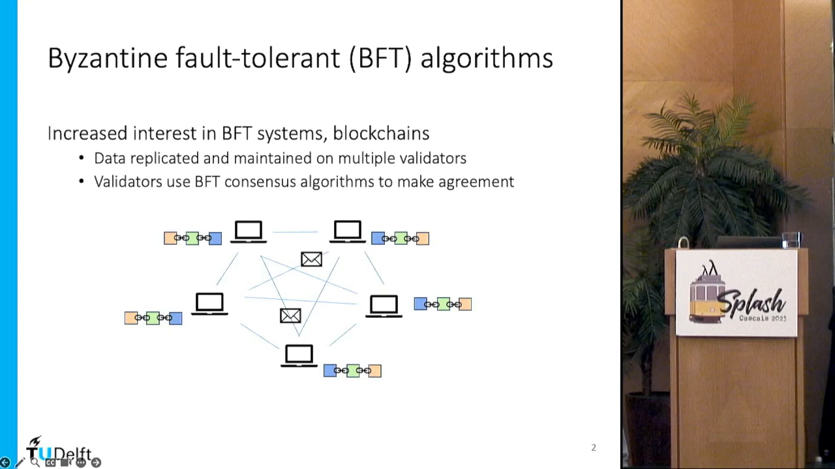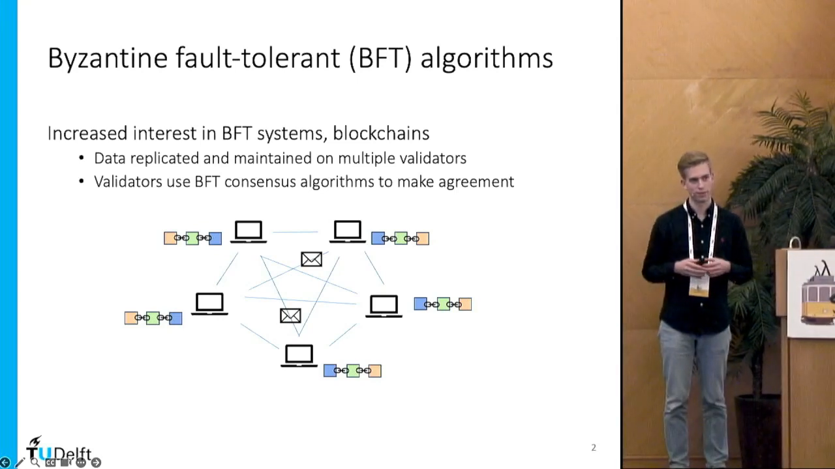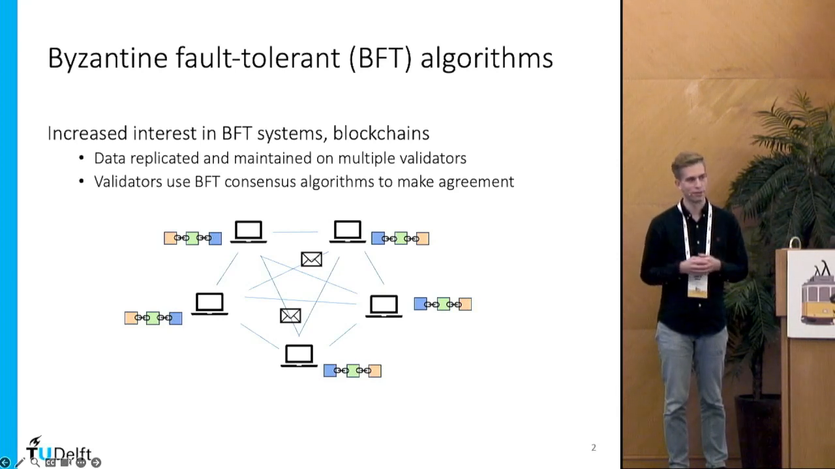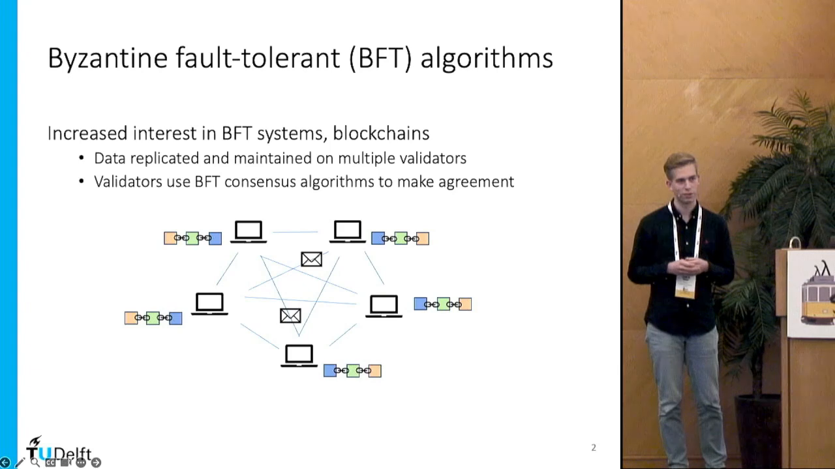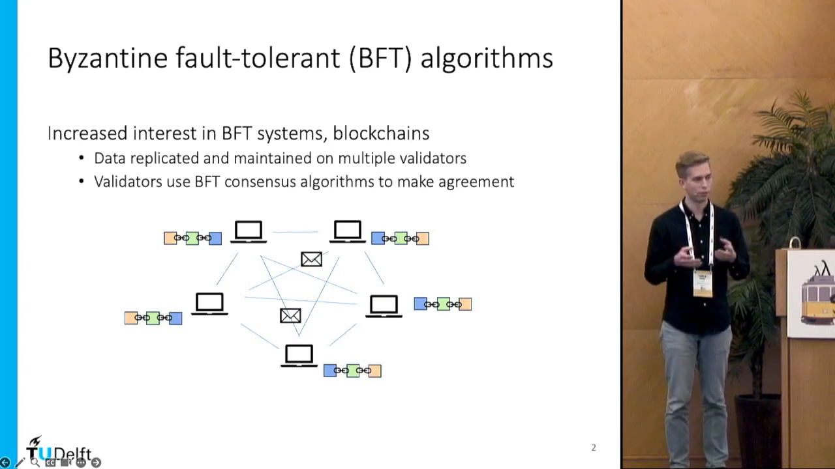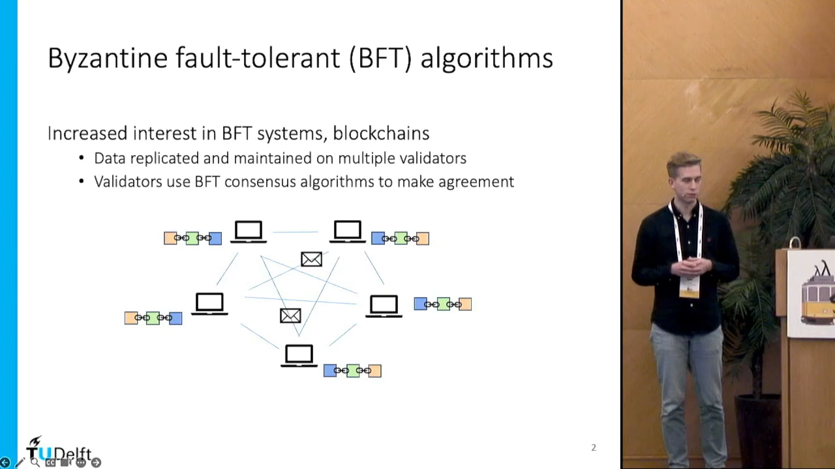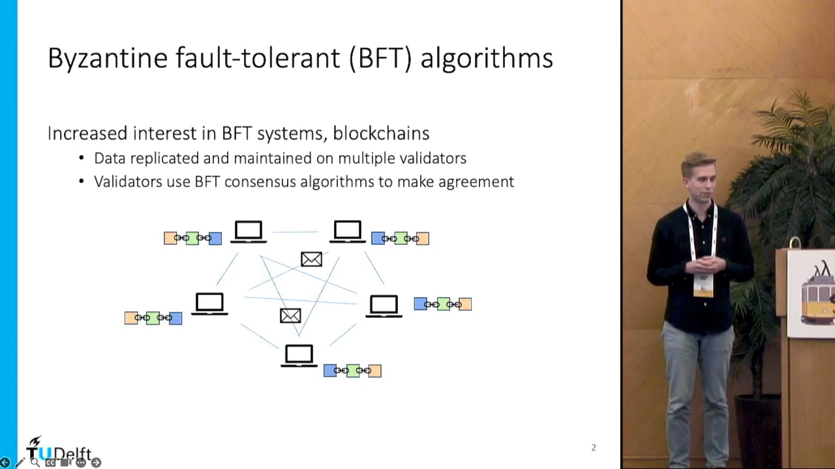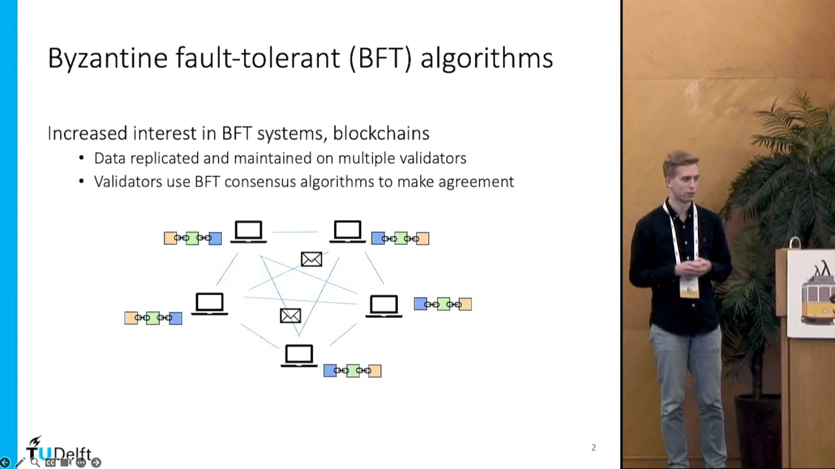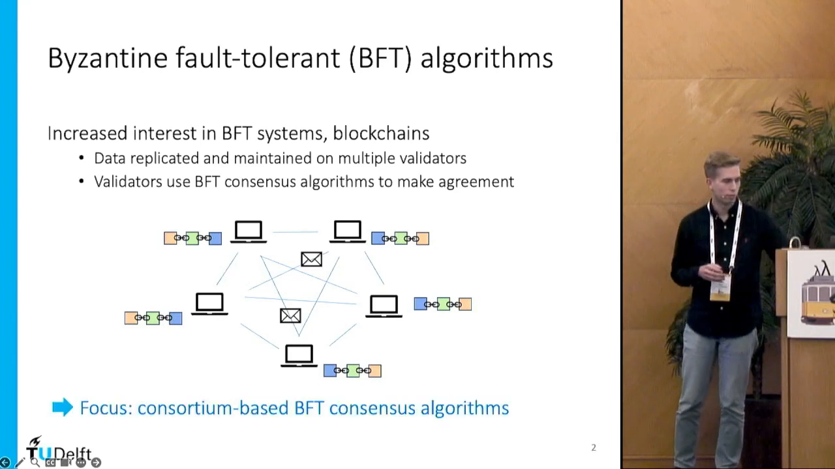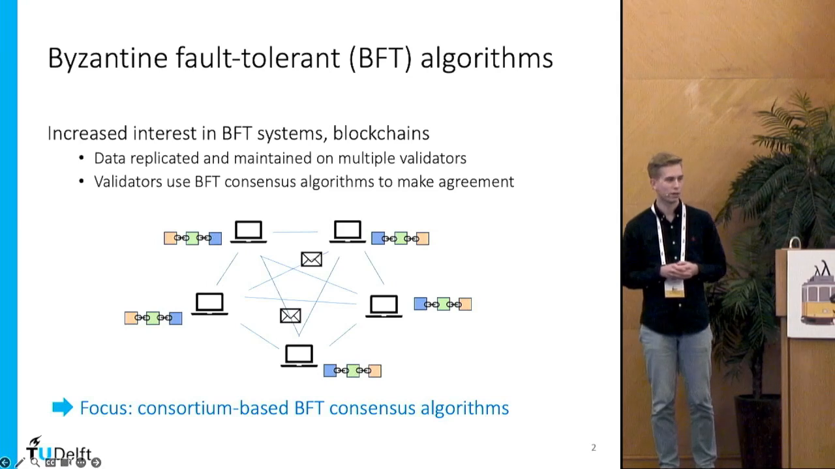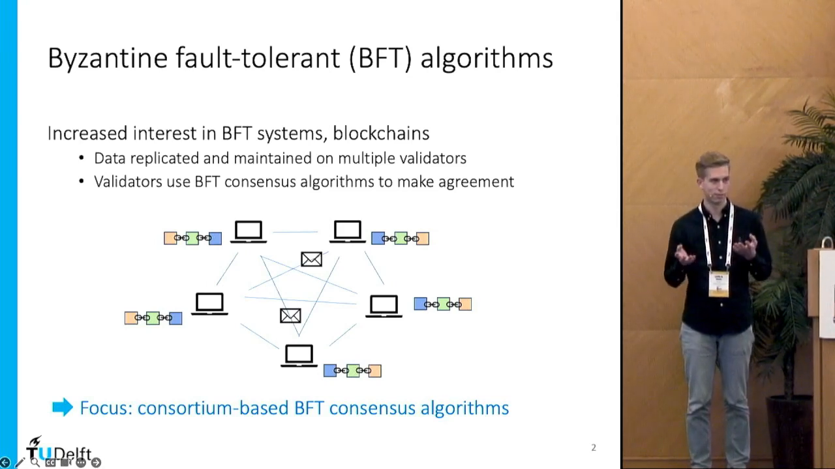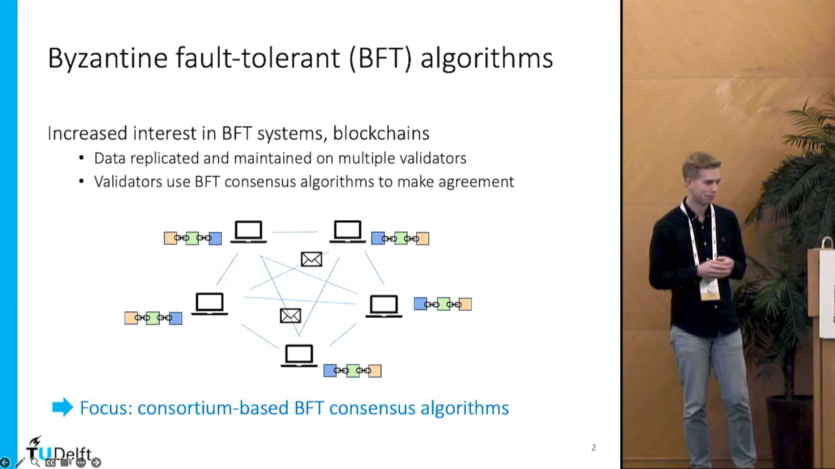As you probably know, in recent years, blockchains have increasingly increased in popularity. These systems often run on a set of distributed validators, which all keep a local history of the transaction and the blockchain. When a new transaction is submitted to the network, these validators need to agree on the order of these transactions. For this, they typically use Byzantine fault-tolerant, or BFT, consensus algorithms. In our work, we focus on consortium-based BFT algorithms, which are much like the seminal PBFT and its variants.